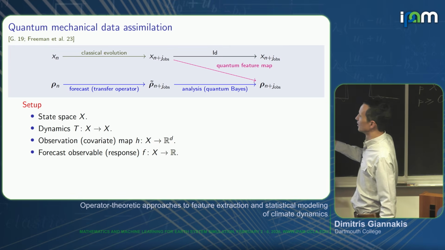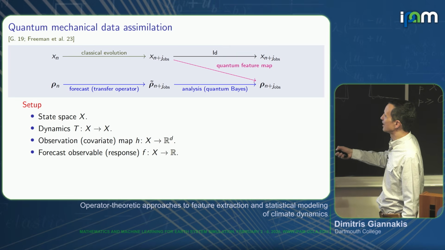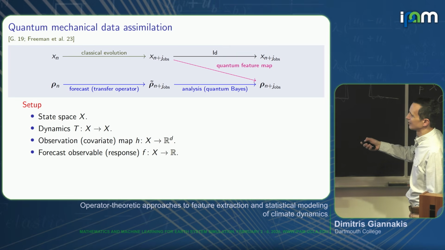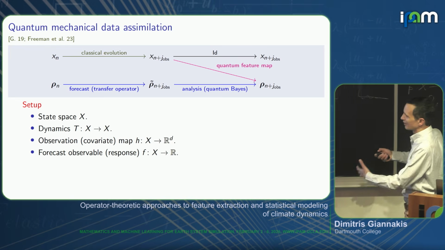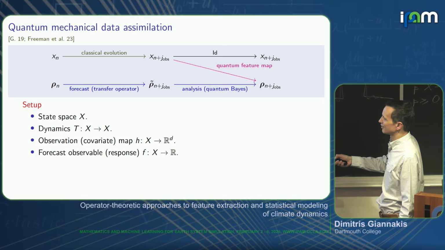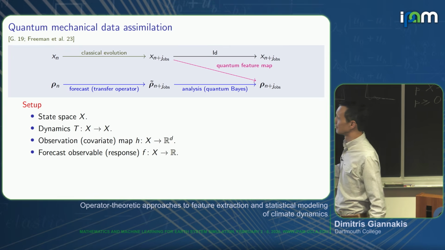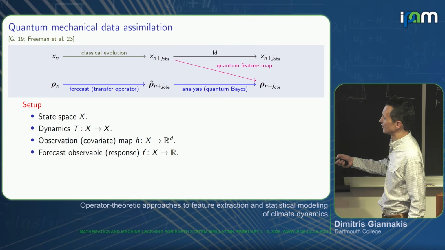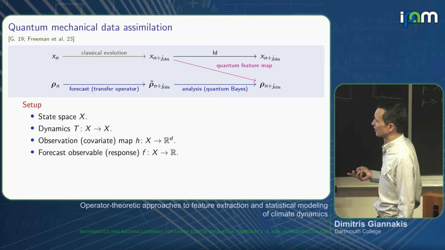I don't have time to go into the details here, but this basically replaces the Bayesian analysis step from classical data assimilation. And when you iterate this process, it carries forward an evolution of these density operators that again encode information about the state of the system, in a similar vein as classical data assimilation.